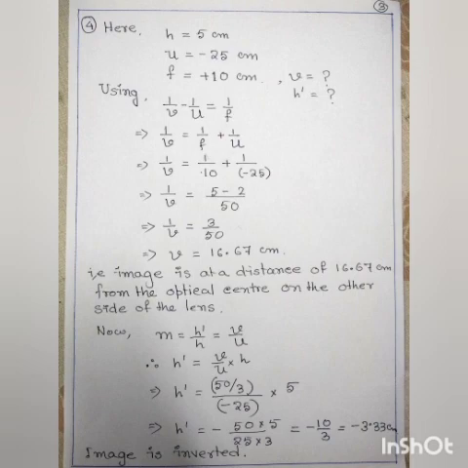An object of size 5 centimeter is kept at a distance of 25 centimeter from the optical center of a converging lens of focal length 10 centimeter. Calculate the distance of the image from the lens and size of the image. Now see here, height of the object, that is h equals to 5 centimeter, and always it is plus 5 centimeter, and the distance of the object, that is u equals to minus 25 centimeter. Here we have considered the sign convention, u is always negative.